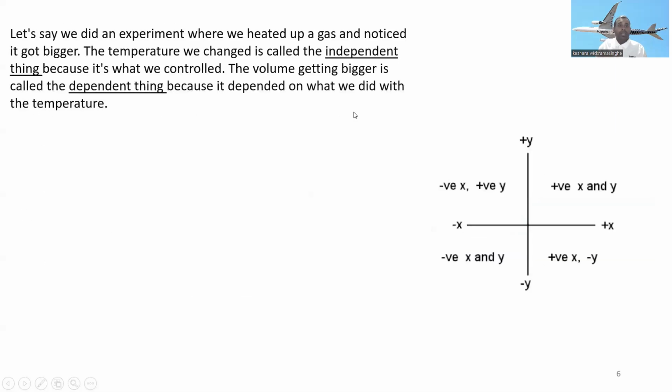Yeah, so let's say we did an experiment, we heated it, and the volume got bigger. The temperature we change is called the independent variable, because it's what we control, and the volume getting bigger is called the dependent variable, because it depends on what we did with the temperature.